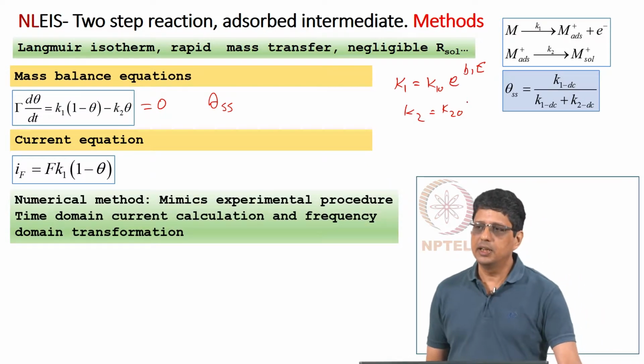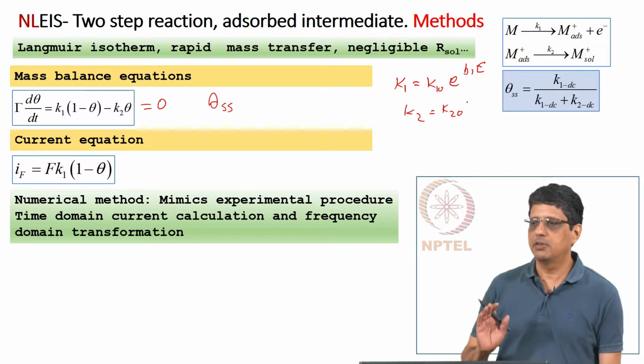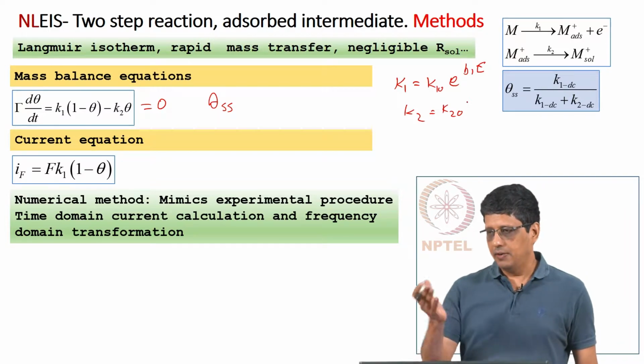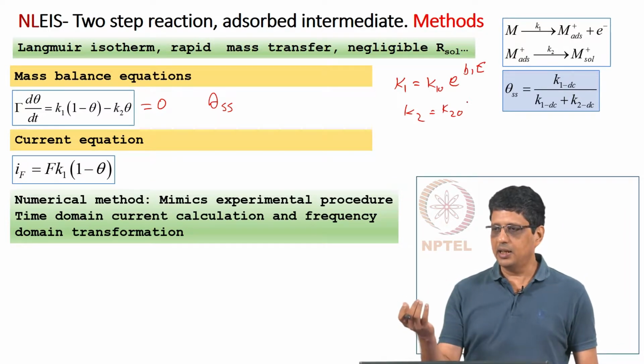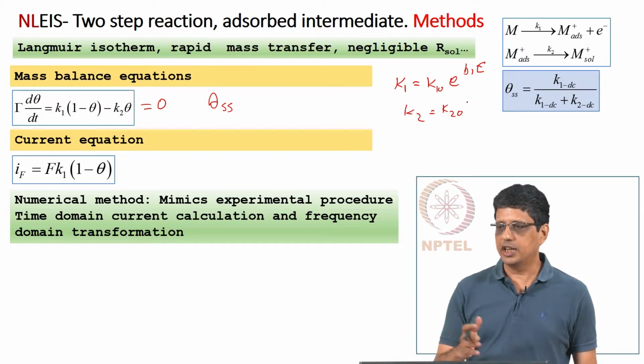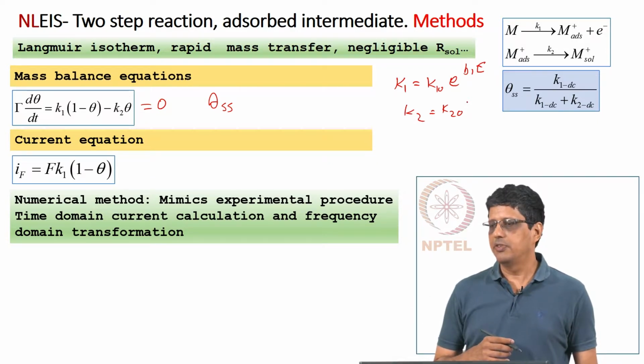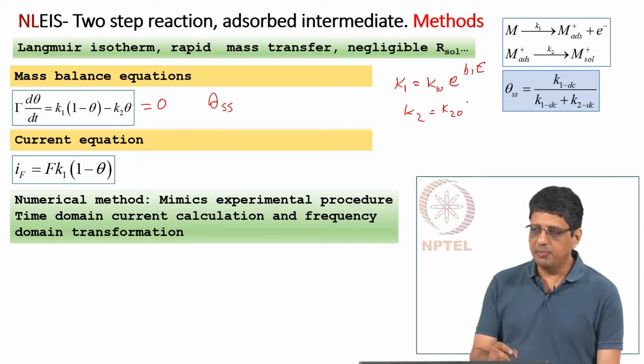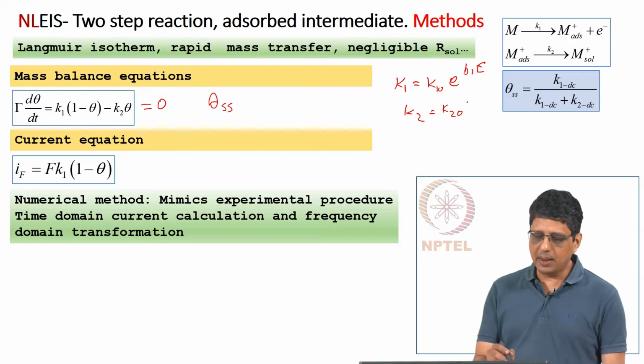Now, in the numerical method we are going to mimic the experimental method. That means, we apply a potential, we measure the current or calculate the current and then subject it to either Fourier transform or phase sensitive detection. We are going to go with Fourier transform. So, we record the current in time domain and then convert that into frequency domain.